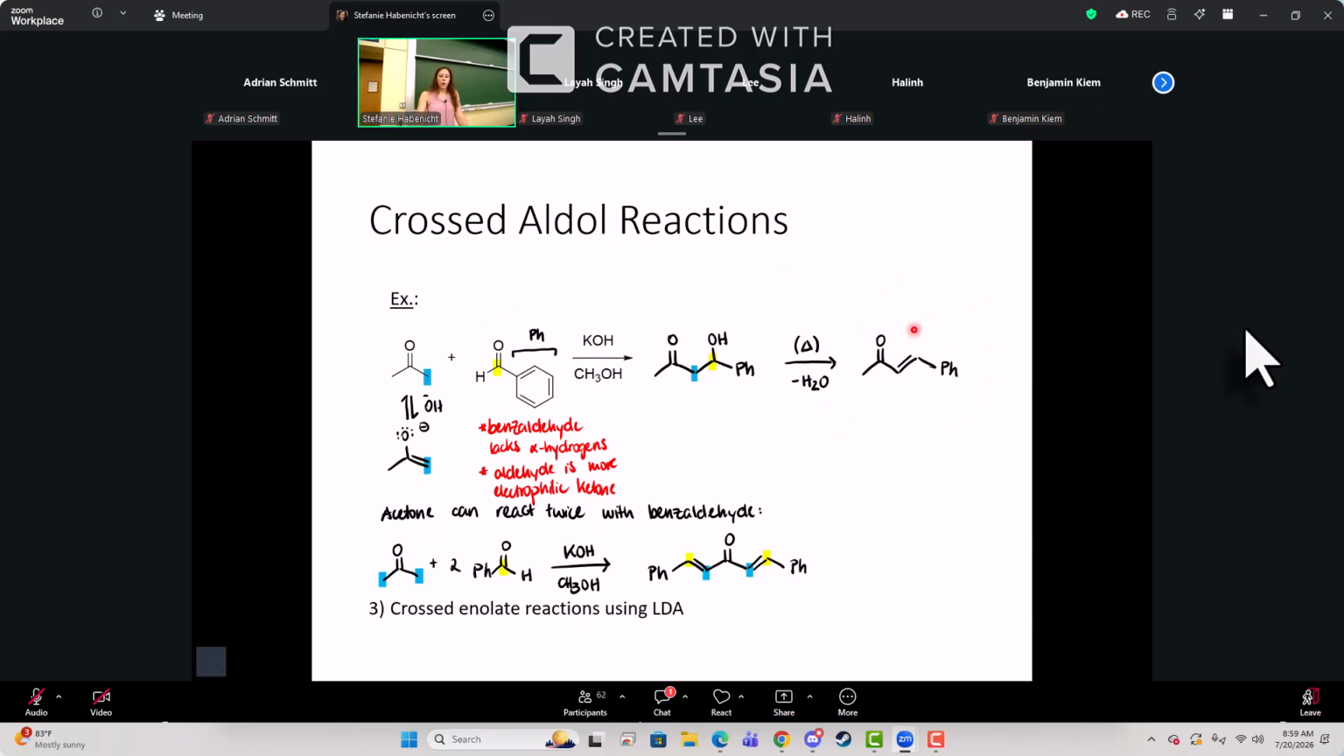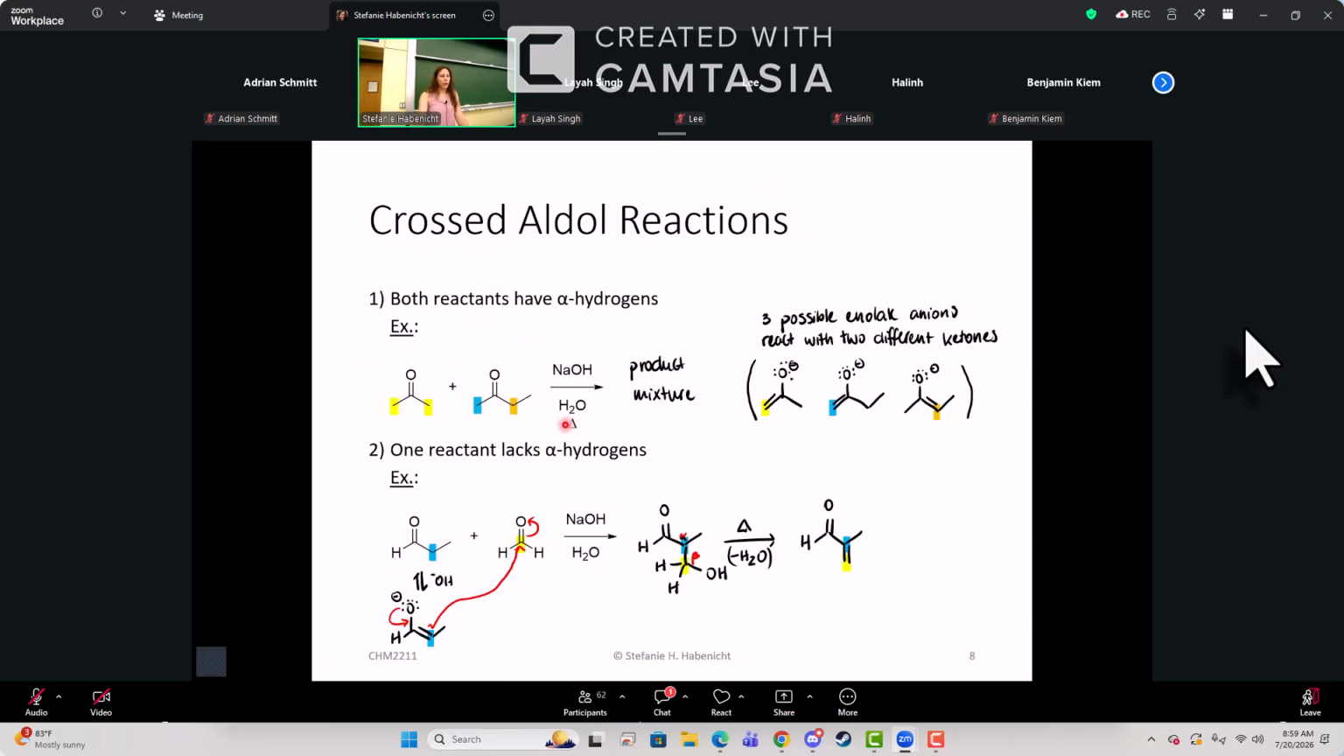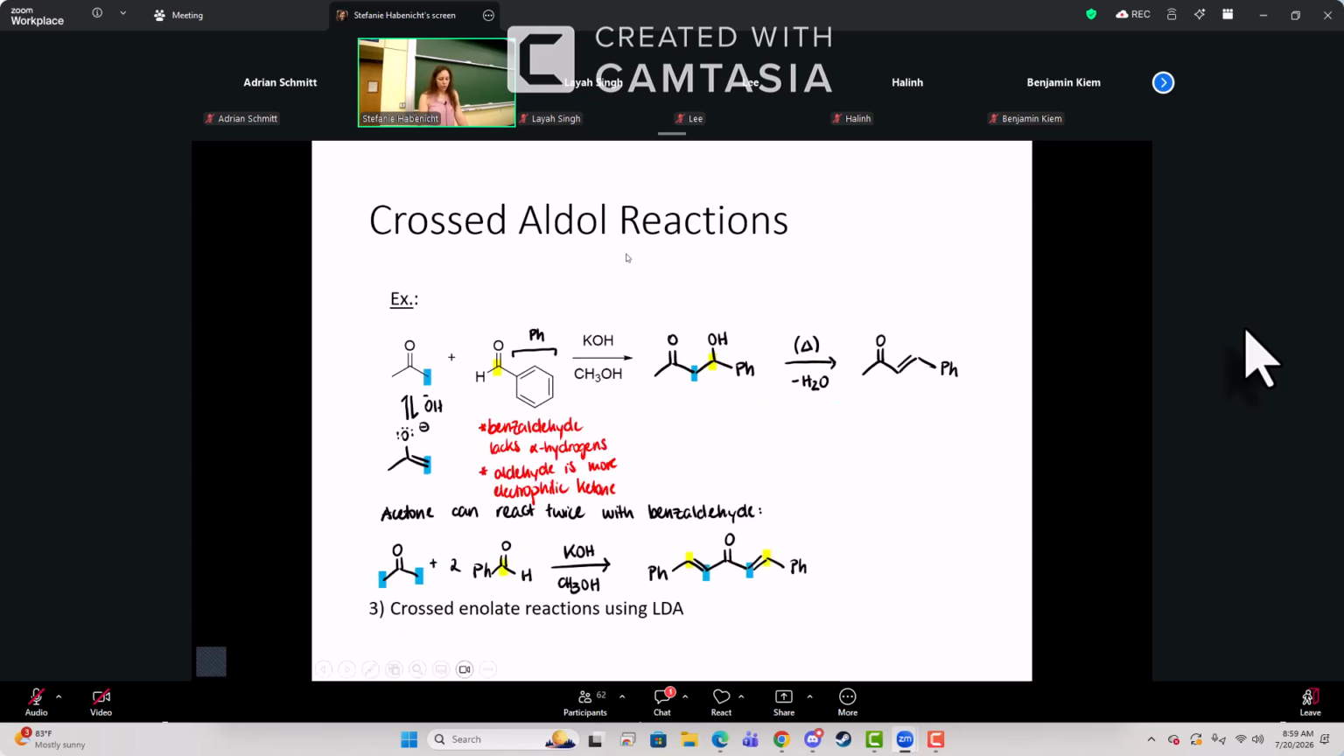But what if you don't want to use a component that lacks alpha hydrogens? What if you have to use these two? Like, what if you absolutely have to use these two and make one of the 6 possible products? Then you'll have to try a different approach. And that approach is using a much stronger base, using LDA. We won't get into that today. We'll pick that up again at the end of this chapter. Like I said, probably next Monday.